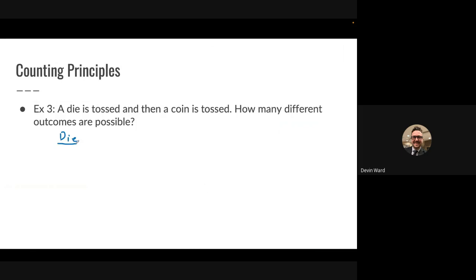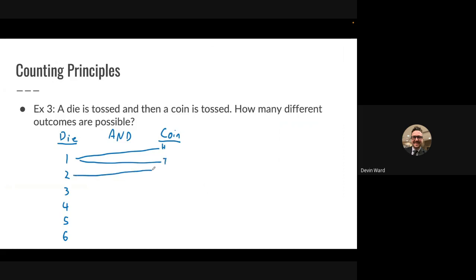So we're going to do a die. When you roll a die, there's 6 sides to a die, or dice plural. So we can have 1, 2, 3, 4, 5, and 6 for our die. Okay. And next, we're going to toss a coin. When we toss a coin, say if we roll a 1, our next option could be heads, or we could have tails for the coin.